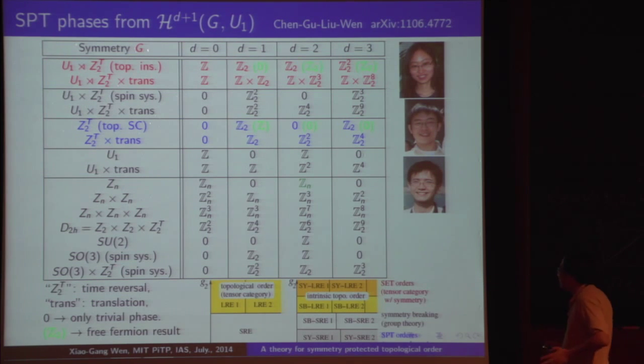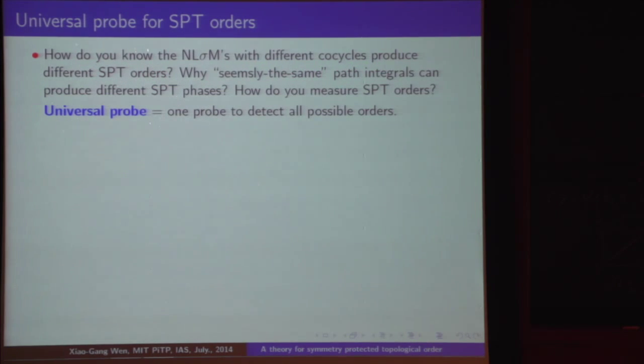And so then we can get some table. But instead of going through the table, now I want to ask another question. A moment ago I tried to argue that all these topological nonlinear sigma models gave rise to a state with no topological order. Okay, so at least short-range entangled, we tried to argue that. So now I will ask another question. How do you know this nonlinear sigma model gives anything non-trivial?